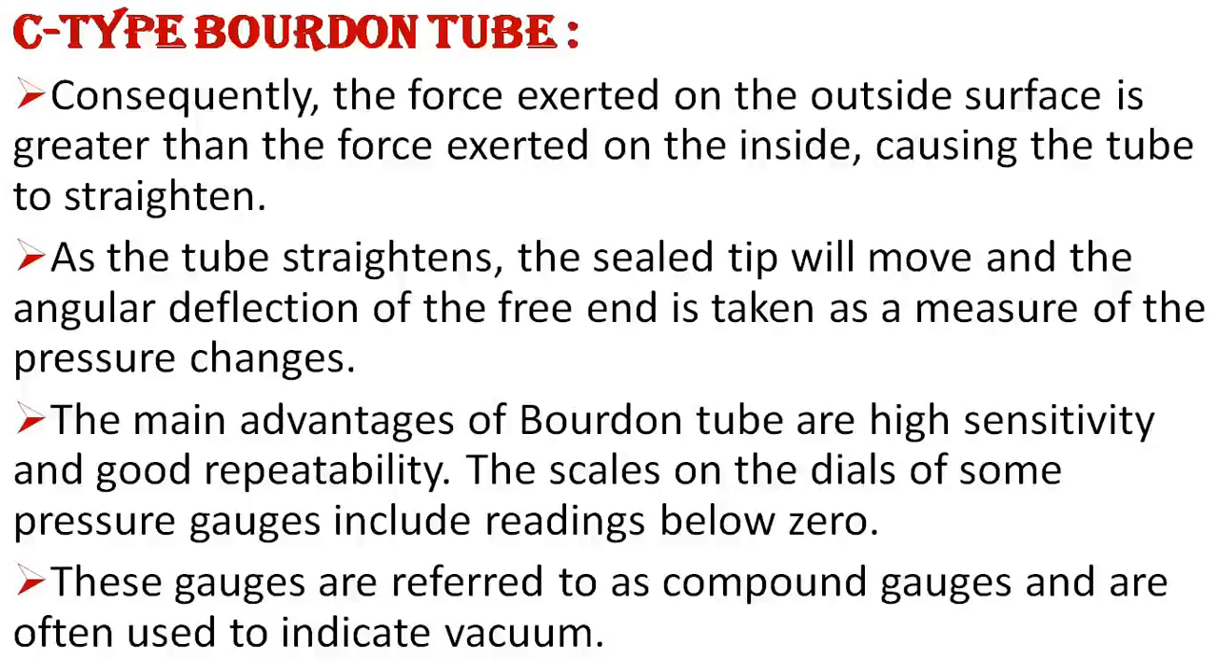As the tube straightens, the sealed tip will move. The angular deflection of the free end is taken as a measure of the pressure change. The main advantages of this C-type bourdon tube are high sensitivity and good repeatability. The scale on the dials of some pressure gauges includes readings below zero. These gauges are referred to as compound gauges and are often used to indicate vacuum.